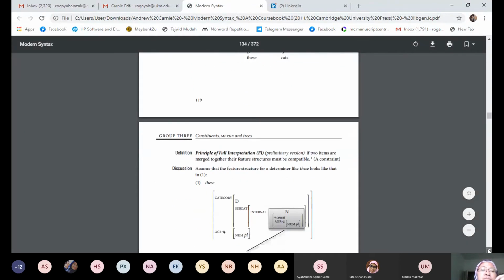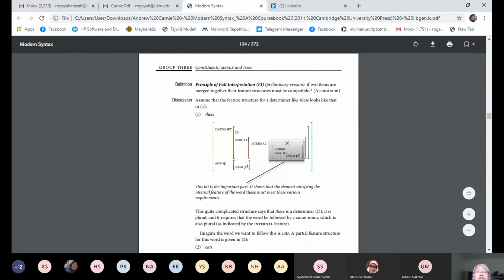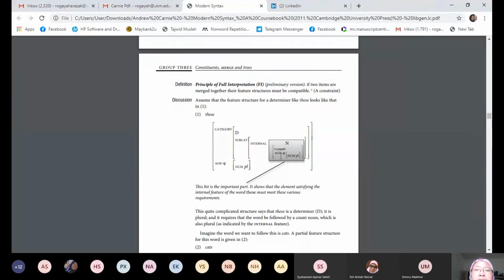So this principle is used, the principle of full interpretation, FI, preliminary version. If two items are merged together, their feature structures must be compatible, and this is referred to as a constraint. If two people merge together, they must be compatible. If they are not compatible, they won't merge.